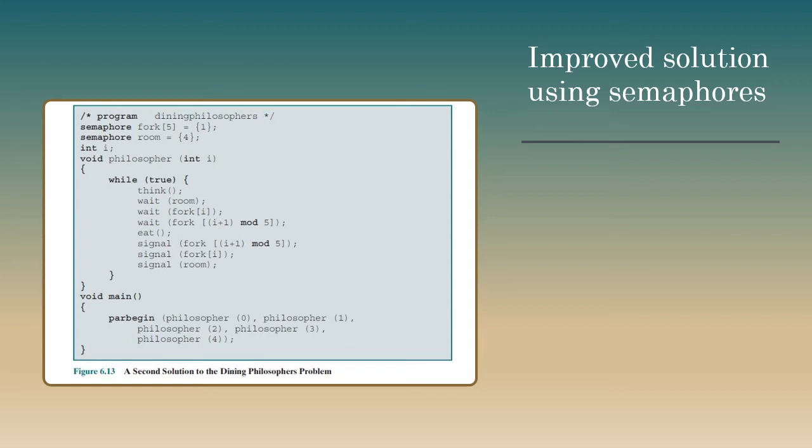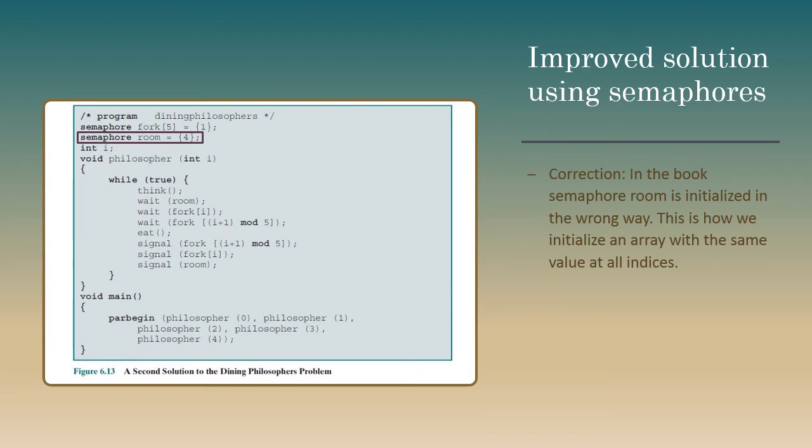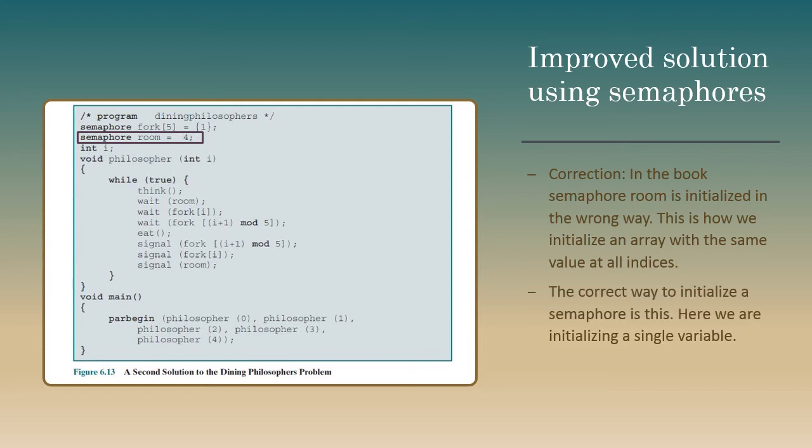But first, I need to talk to you about a few corrections in the code. In the book, semaphore room is initialized in the wrong way. This is how we initialize an array with the same value at all indices. But semaphore room is a single variable and not an array. The correct way to initialize a semaphore is this. Here we are initializing a single variable. Remove the curly brackets. Also strike out the global integer I because it has no function in the code.